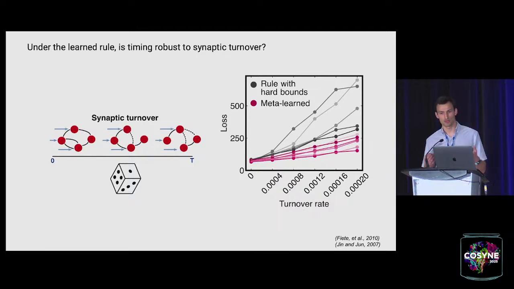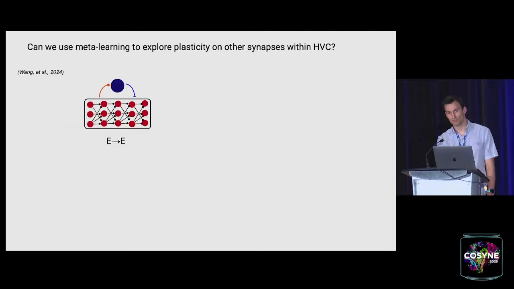We found that the performance of the two rules was similar in the absence of synaptic turnover, but that the meta-learned rule excelled when the network structure continually shifted. We attributed this to the absence of hard bounds on the connectivity, which allowed the meta-learned rule to flexibly rescale synapses as needed. So we can also use meta-learning to explore the roles of multiple interacting plasticity rules learned on different sets of synapses, as Tim just showed.